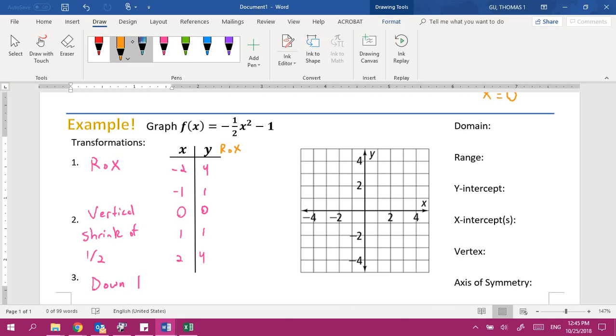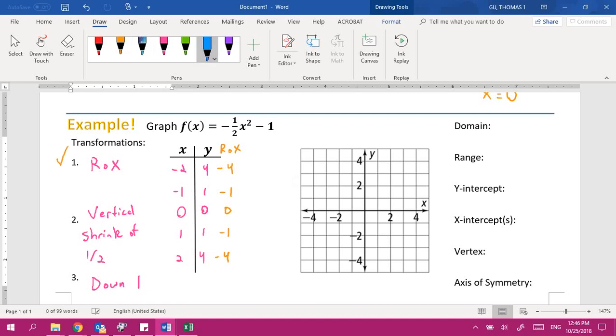So what are my new y values? Negative 4. Negative 1. 0. Negative 1. Negative 4. All right. So we took care of the reflecting over the x.